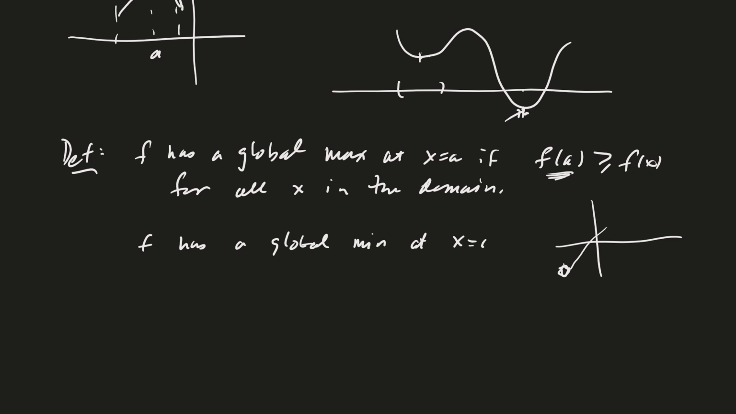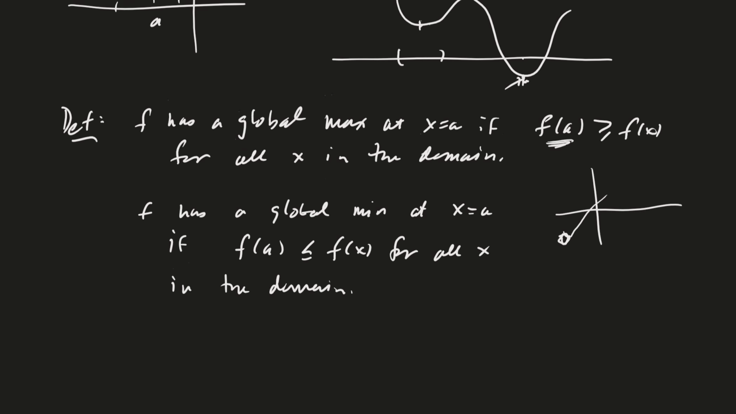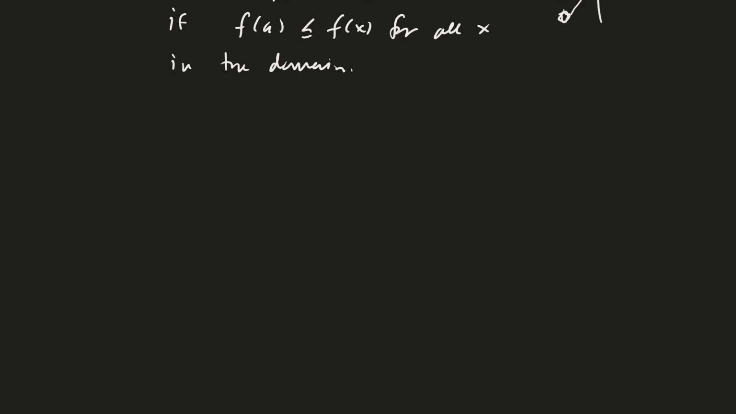at x equals a. Can you guess if f of a is the smallest value for all x in the domain? Good. And then, whoops, I'm getting some weird stuff popping up here. I've never seen that screen before. Oh well.